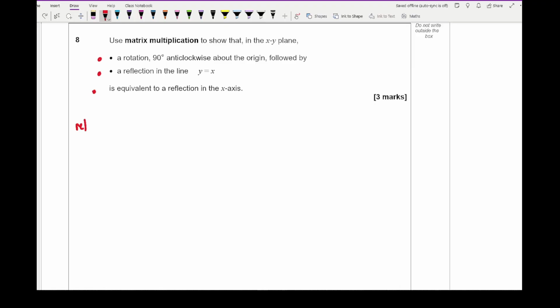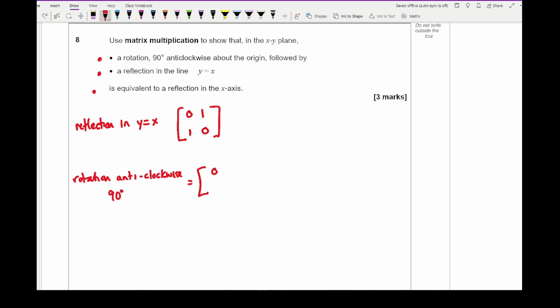So a reflection in y equals x is going to look like (0, 1, 1, 0). A rotation anticlockwise 90 degrees is going to look like (0, -1, 1, 0). And a reflection in the x-axis is going to look like (1, 0, 0, -1).